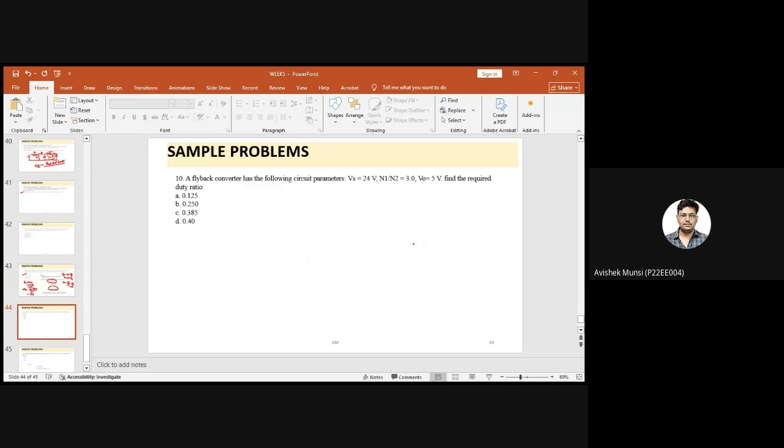So last question, a flyback converter whose parameters are given. I already solved the equation for flyback. We have an input voltage of 24 volt, output voltage is 5 volt, and the turns ratio is also given as 3. What will be the duty? So straightforward. This is the last question. Try to solve it. I'm giving 2-3 minutes. If you have any doubt in between, you can ask. Otherwise, after solving it, we will close the class.